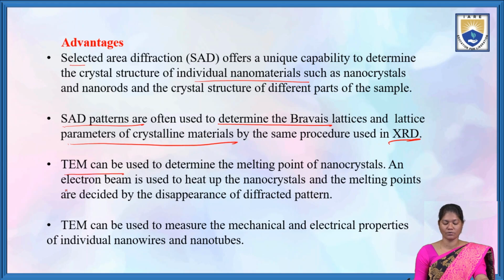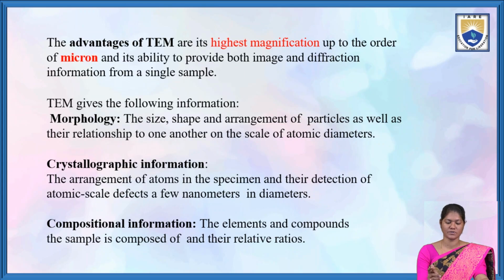TEM can also be used to determine the melting point of nanocrystals. An electron beam is used to heat up the nanocrystals, and the melting point is decided by the disappearance of the diffraction pattern. TEM is also used to measure the mechanical and electrical properties of individual nanowires and nanotubes. And there are many more advantages of this TEM.